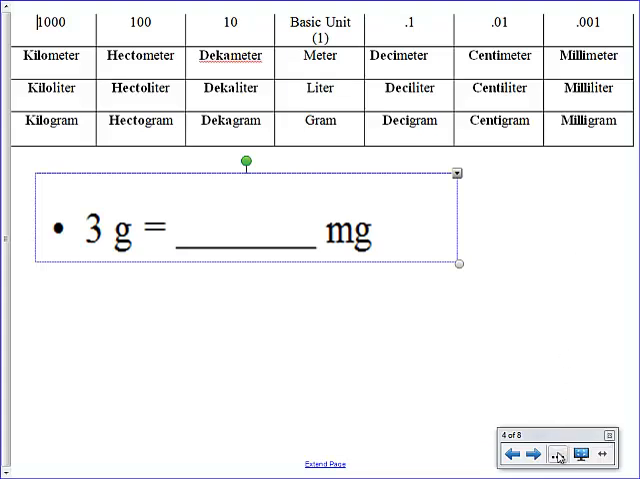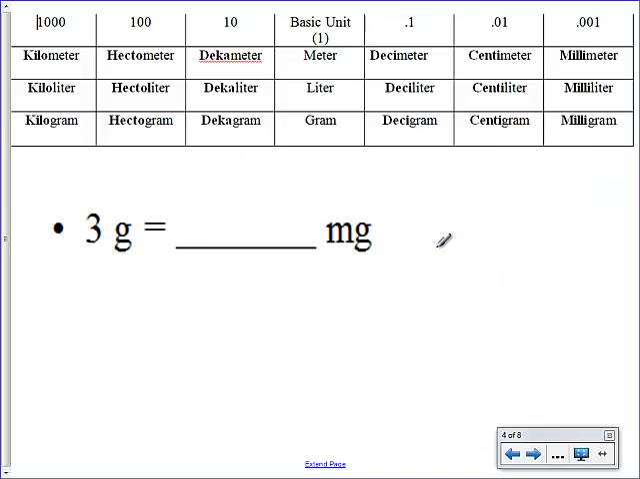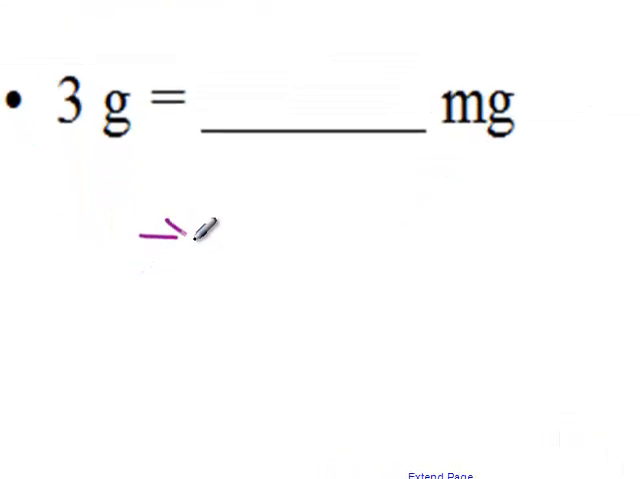If I can get my pen to work here. There we go. We'll start in the gram spot, and we're going all the way down to milligram. So that's this direction. And that's 3 places, 1, 2, 3.